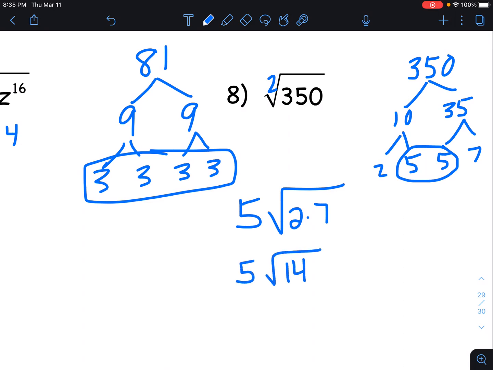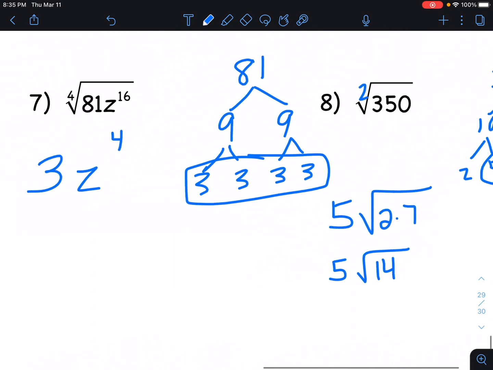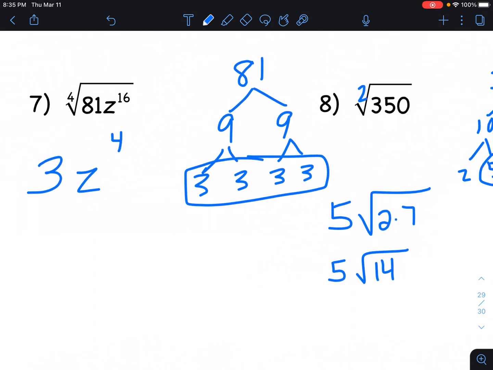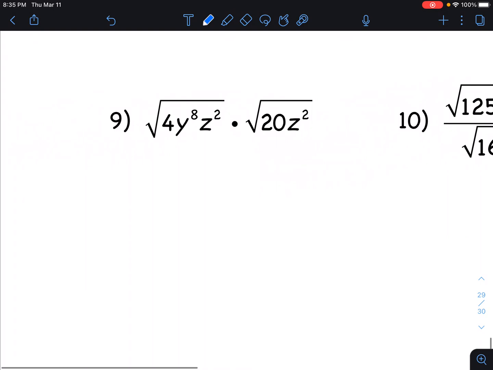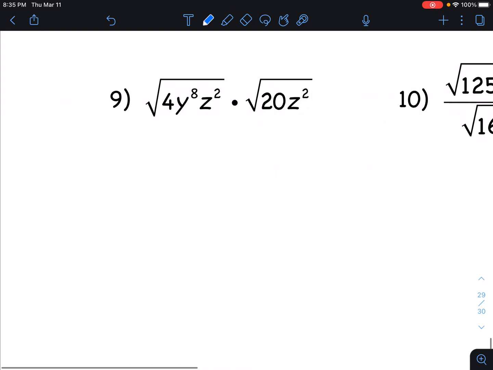And just a forewarning on your quiz, I need to see factor trees. I need to see work shown. You cannot just give me your answer and expect credit. I need work shown for problems like 7 and 8, your bigger numbers that you're finding the radicals for.